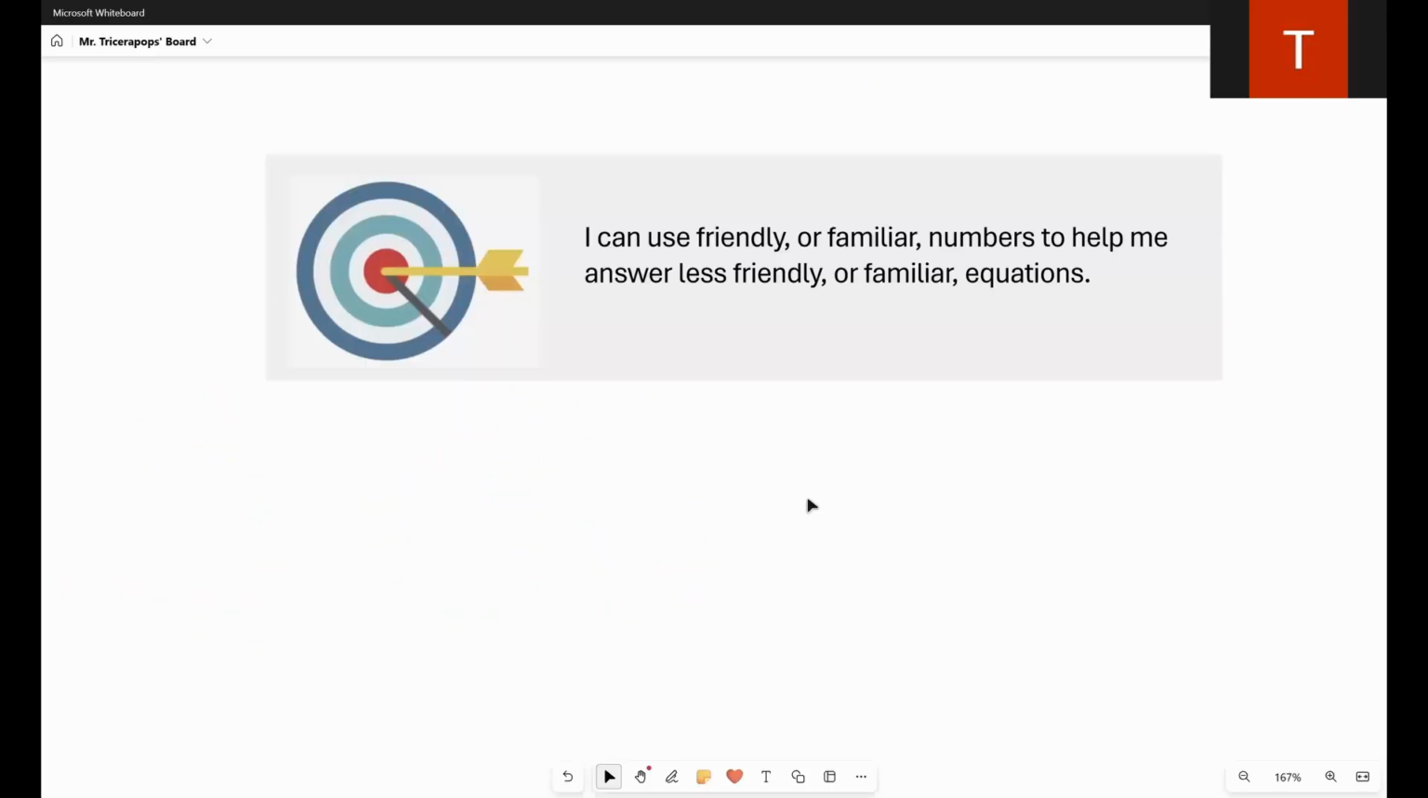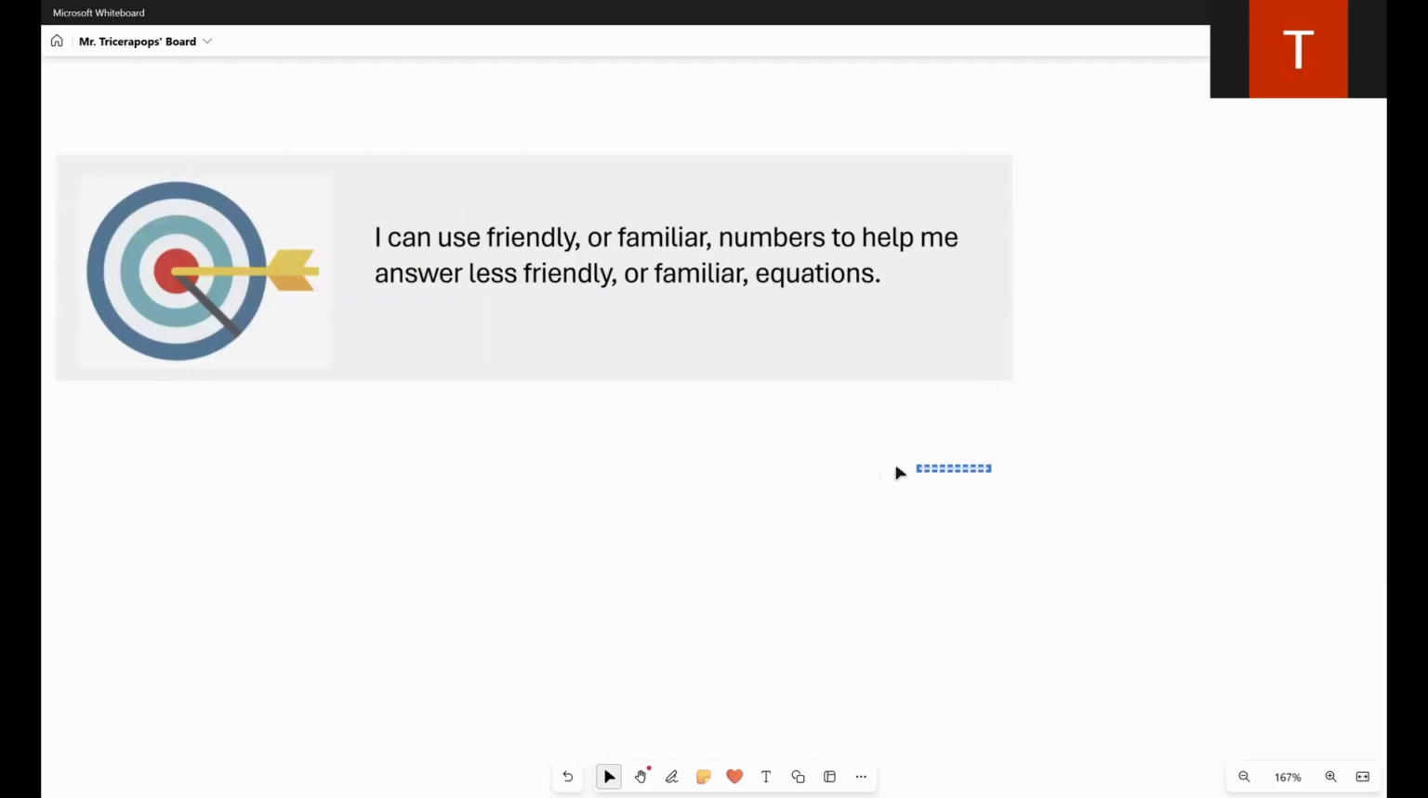Okay, so to start our lesson for today, our learning target is I can use friendly or familiar numbers to help me answer less friendly or familiar equations. Okay. So, first, let's talk about what we mean by friendly. Friendly numbers are the numbers that we already understand and we already have a good grasp on our multiplication table for those numbers.